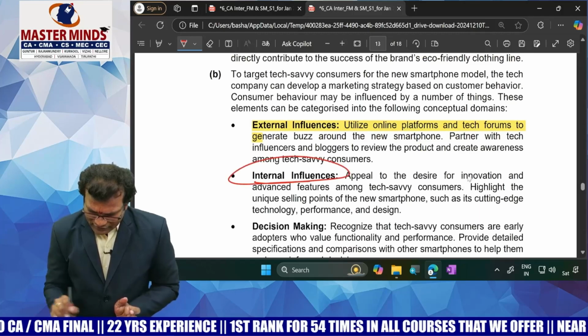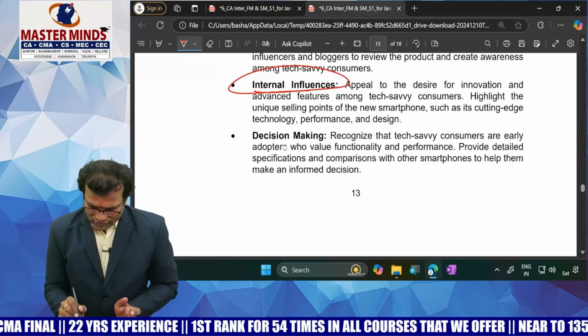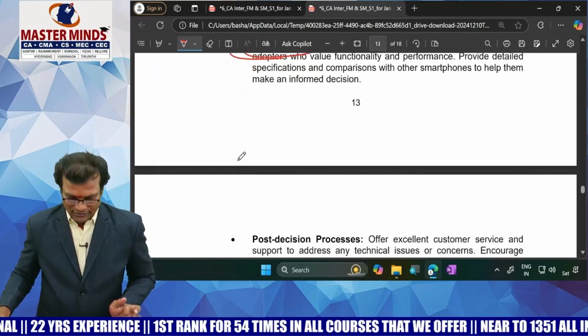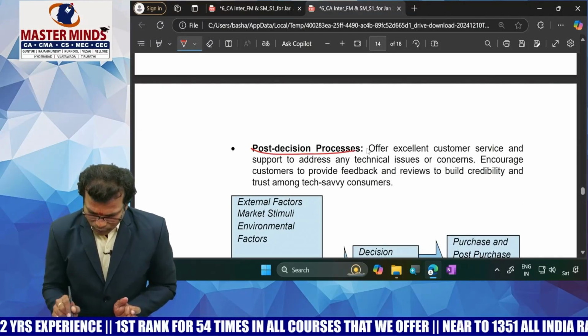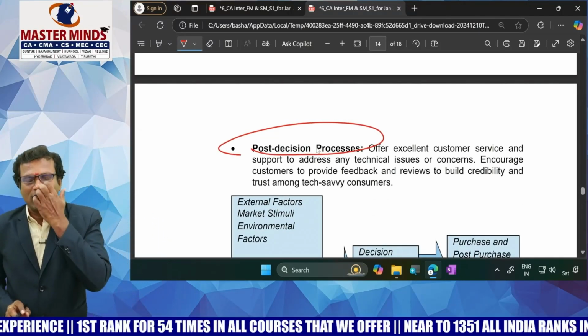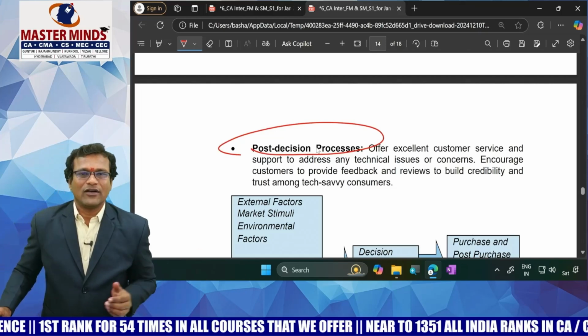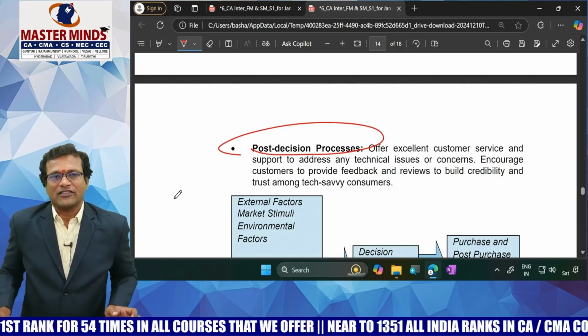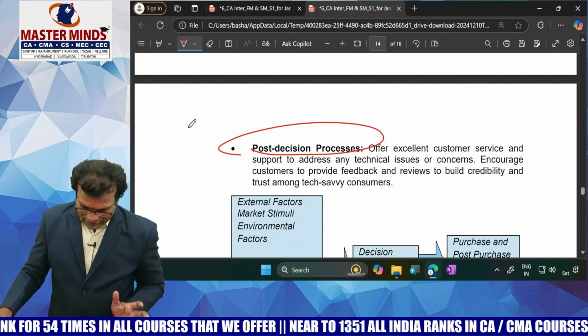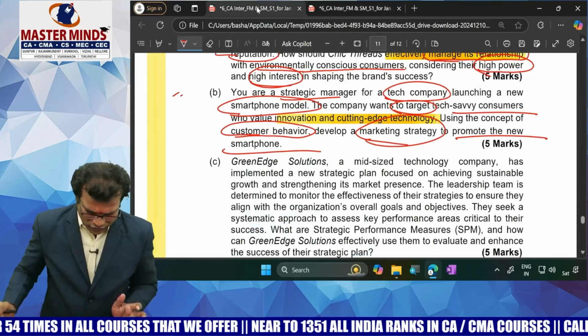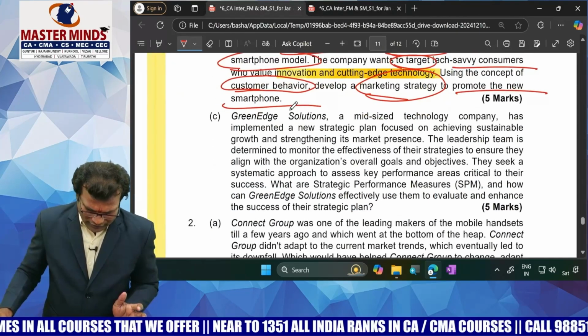Second one is internal influences. Thereafter, the process of decision, how consumers actually purchase the products. Last one, the post-purchase process. If they like the product, they will refer it to someone else; otherwise they won't refer any customer to your product in future. It's a straightforward question, even though it seems to be a case study question.